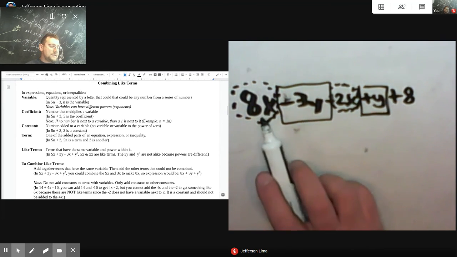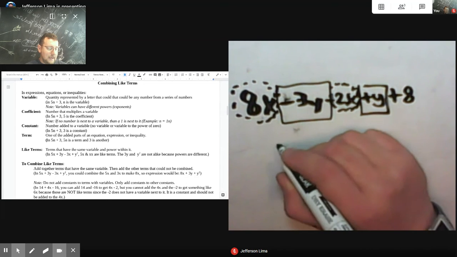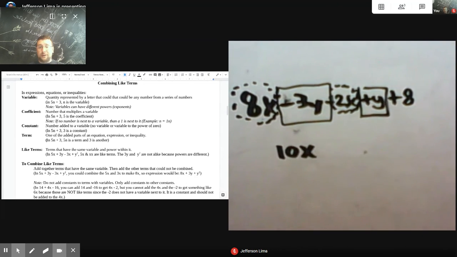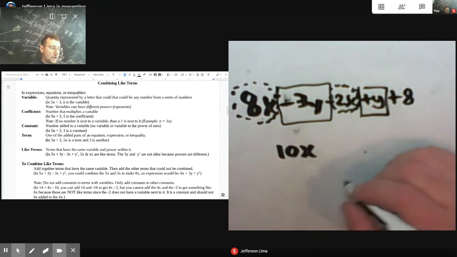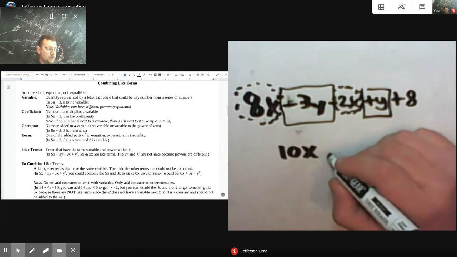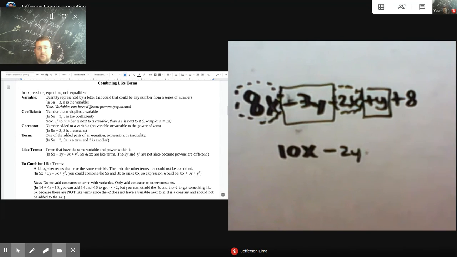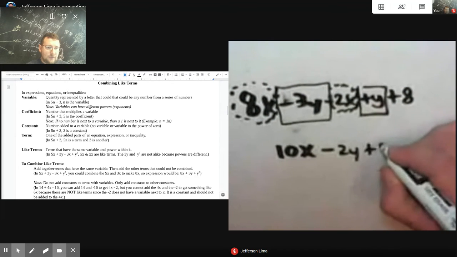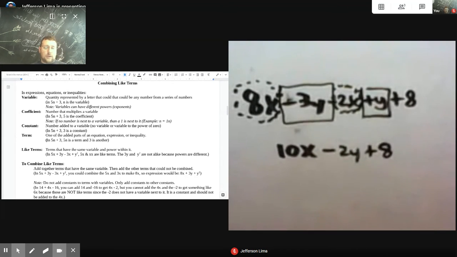If you have 8x and 2x, that makes 10 x's. Oh, that's a lot of x's to deal with. Hopefully you don't have that many x's, not in 7th grade anyways. But what if you have negative 3y plus y? Well, that makes negative 2y, right? One of those positive y's cancels out one of those negative y's. And then the 8 doesn't have anything to be added to, so you just keep it. And this is as simple as you can write it after combining like terms.